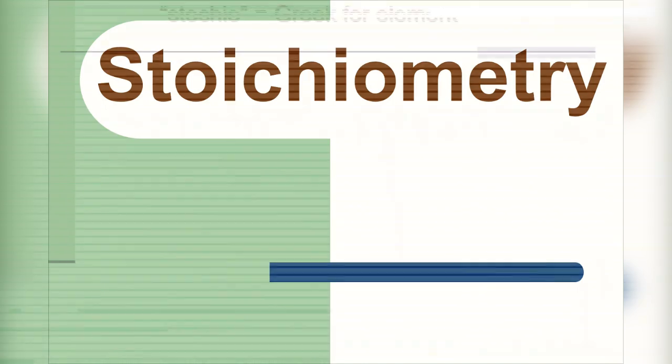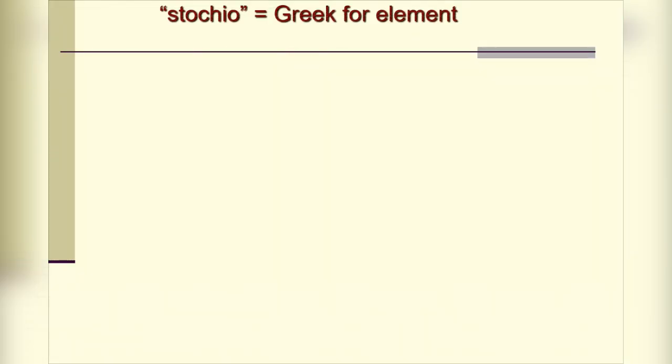Let's start. What is stoichiometry? It is a Greek word. Stoichio means an element and metry means measurement. In stoichiometry, we learn how to count atoms and how we calculate their masses. How many and how much.